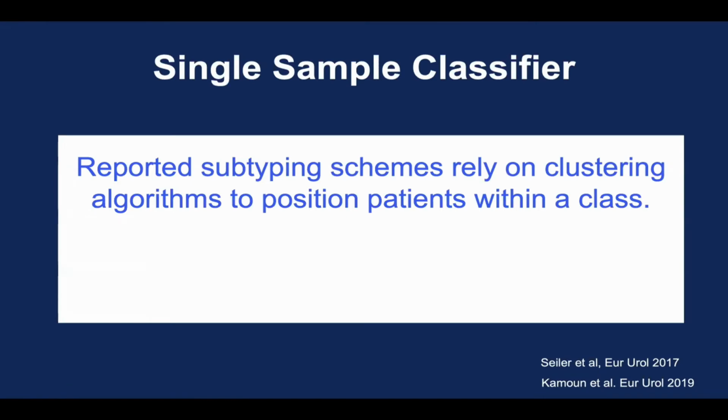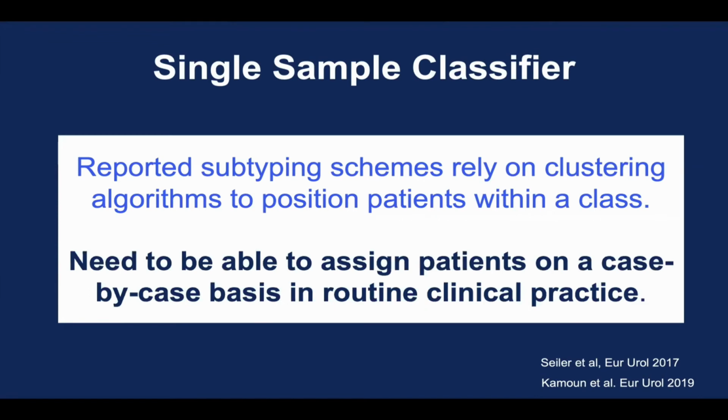The other thing to recognize about these classifiers is that to classify a patient with one of these subtyping models, you actually need a whole cohort. You run the clustering, the classification, and then you can tell for any given patient what subtype they belong to. But if you're doing this in clinical practice, you need to apply the classifier to an individual patient, a single sample classifier that you can use for the patient sitting across from you in clinic.